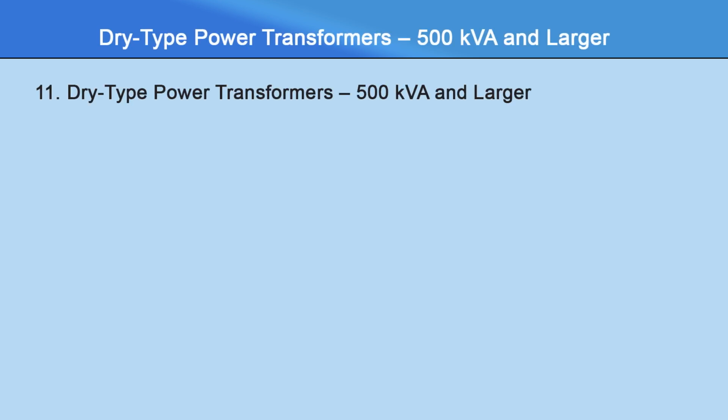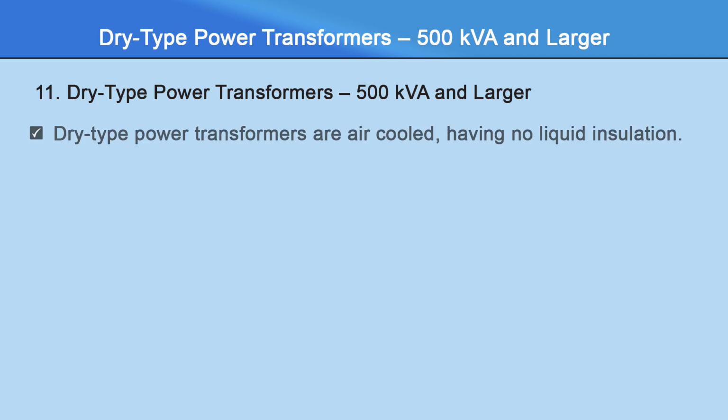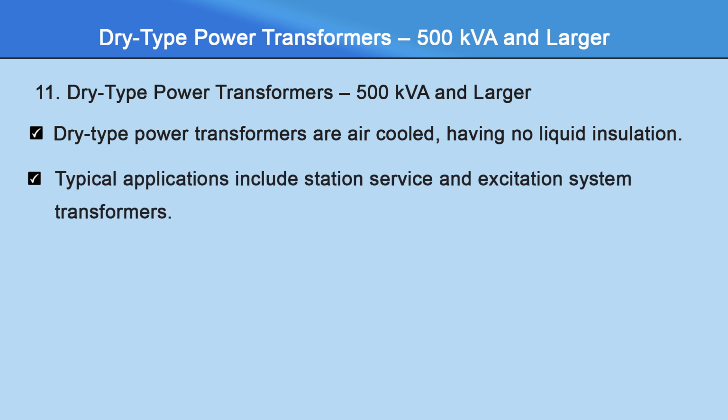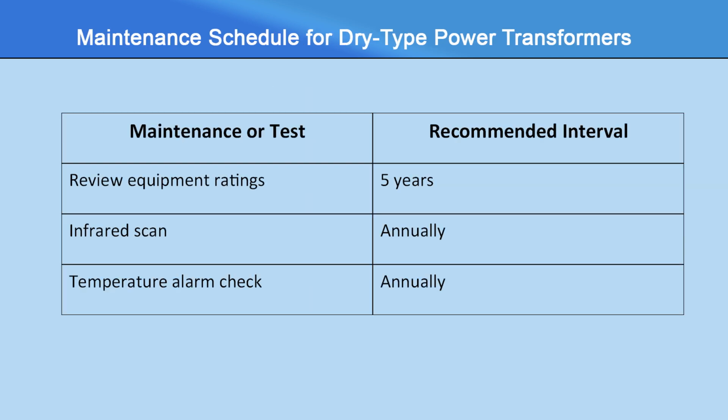Next type of equipment is the dry type power transformers, rating of 500 kVA and above. The dry type power transformers are air cooled, having no liquid insulation. Typical applications include station service and excitation system transformers. The maintenance schedule for dry type power transformers includes the review of equipment ratings, which is performed every 5 years.